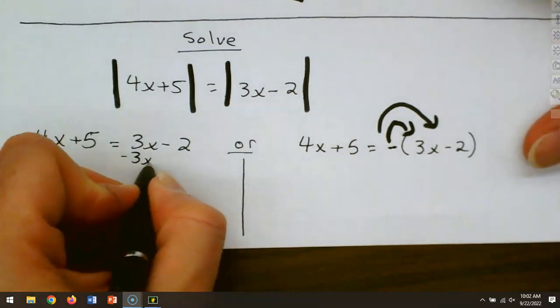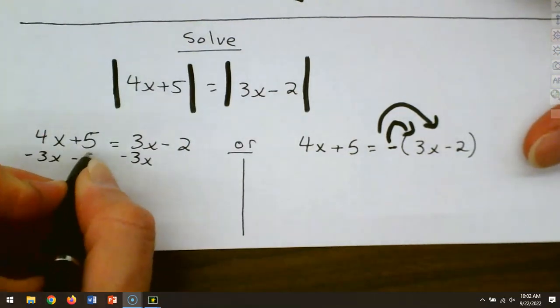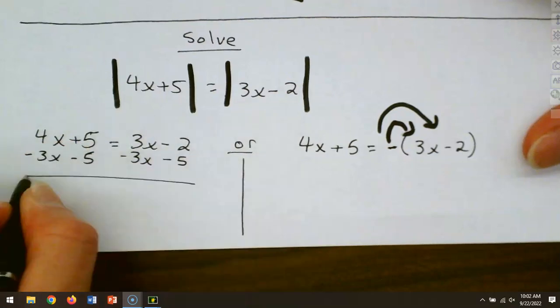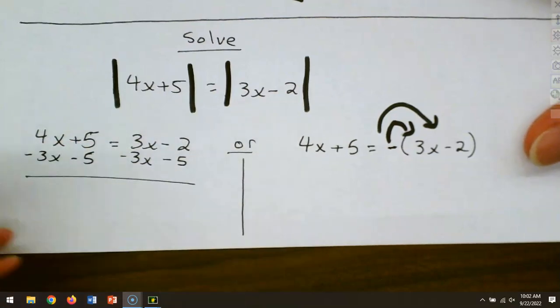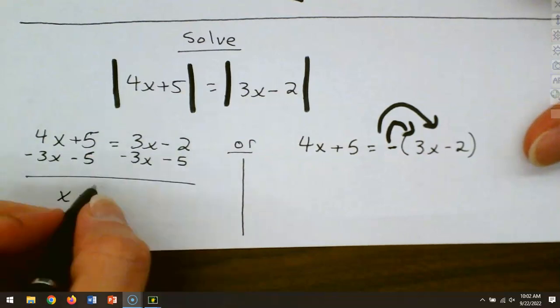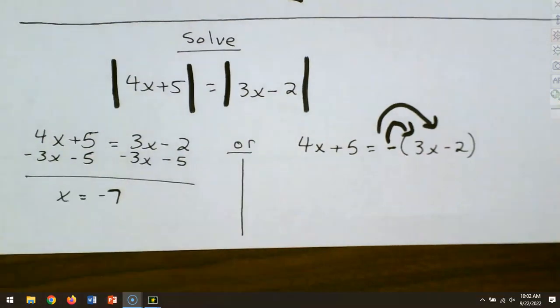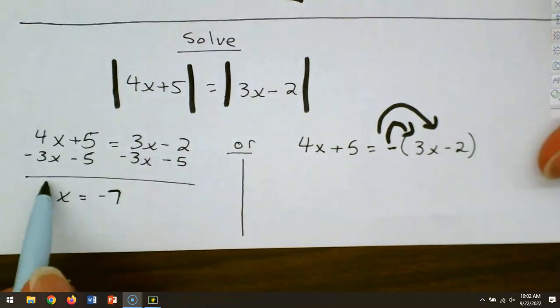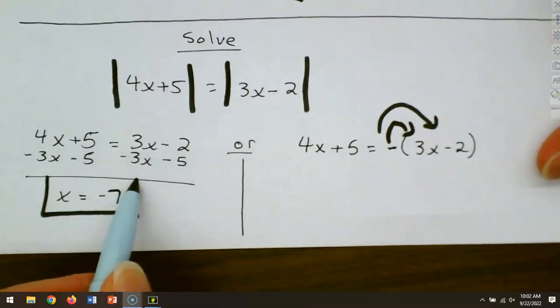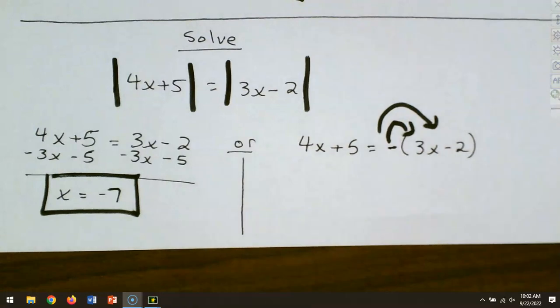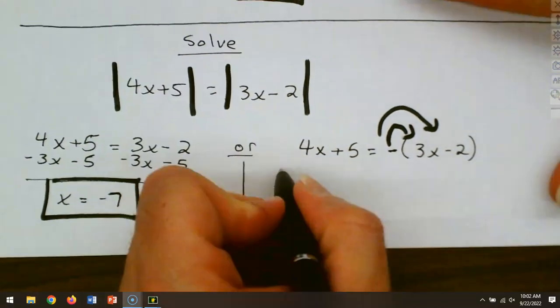Move that 3x over. Move that 5 over. Okay, and 4 minus 3, that leaves you with a single x. And minus 2 minus 5 makes it a minus 7. So there's one of them. Okay, so that's a negative 7. That's our first solution. What about the other one?